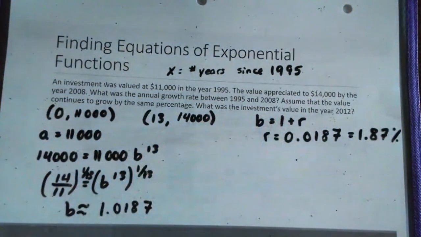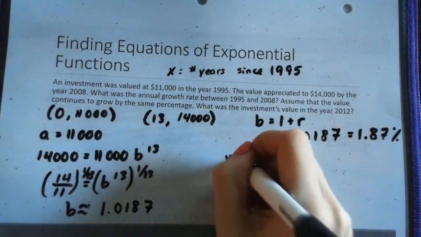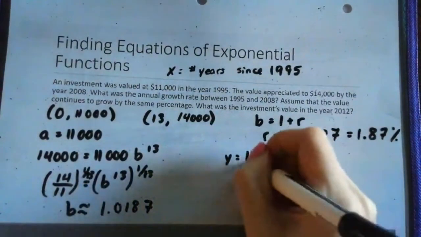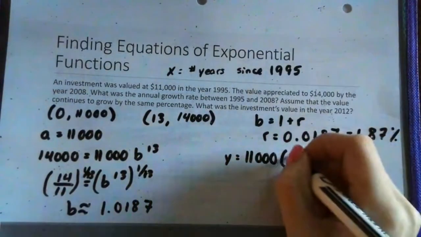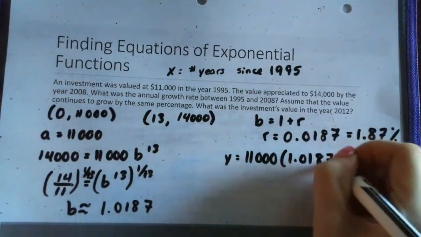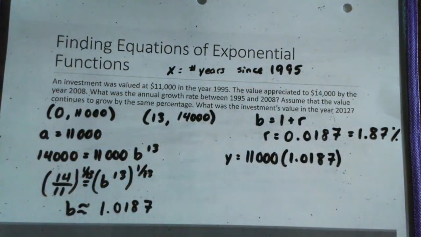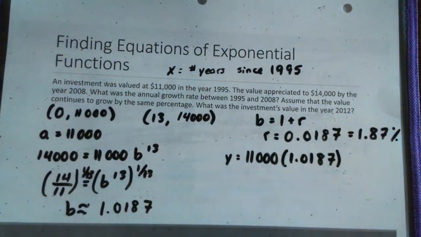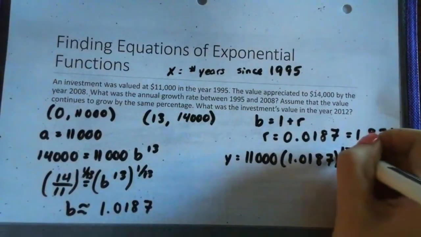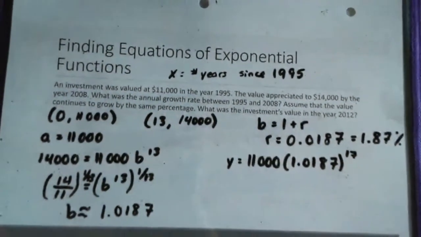Finally, it wants us to find the investment's value in the year 2012. Well, I have an equation that's y equals our a value, 11,000, times my b value, which was about 1.0187, raised to the x. X is the number of years since 1995, so I need to figure out how many years after 1995 is 2012, and that's 17. So I need to plug in 17.